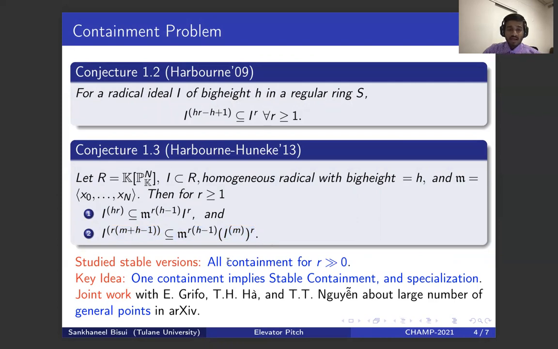So what I study is the stable version of all these containments, meaning the containment for all r big enough. The key idea is to prove that one containment implies the stable containment, and specialization. All the results from our joint work with Eloisa Grifo, Tai Ha, and Thai Ngoc Nguyen about a large number of general points and containment are on arXiv.